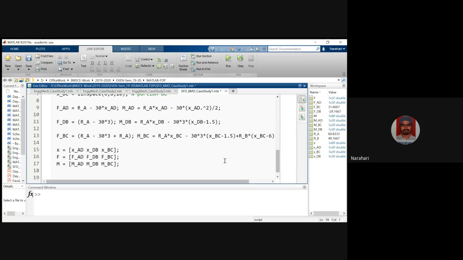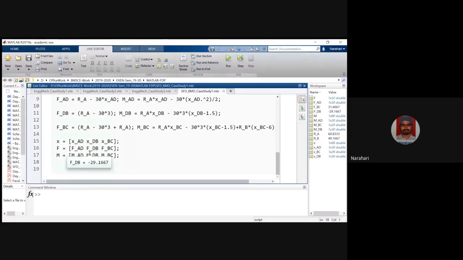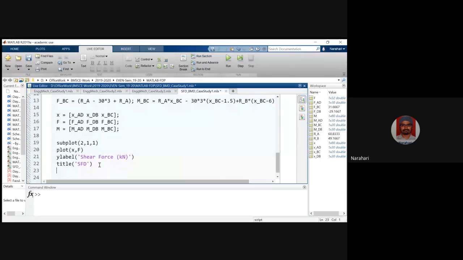If you see F, you will not understand right now. If I now try to plot this SFD, this is the calculation. What I have done is I have calculated shear force for AD portion separately, DB portion separately, BC portion separately, and similarly for moments. I have now combined them. Now I want to plot this. I'll just show you SFD because there is one error that is going to come which I want to highlight here. Please observe.